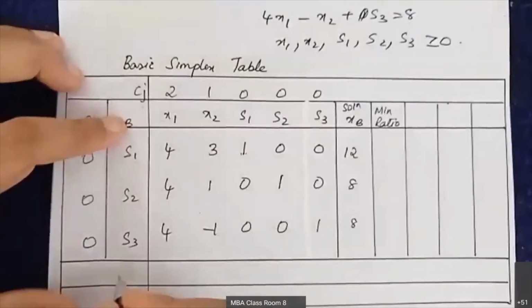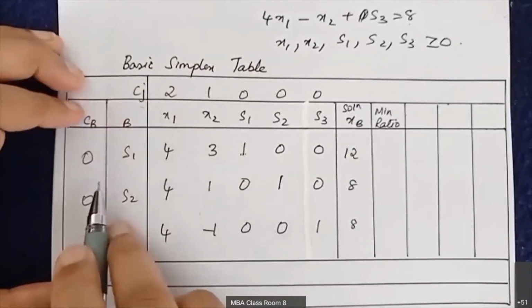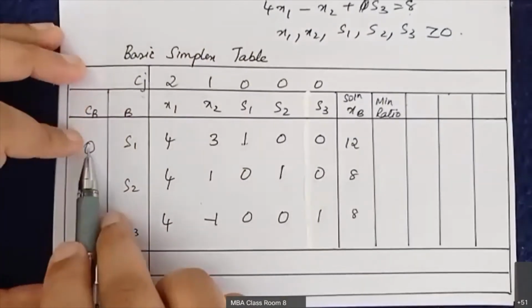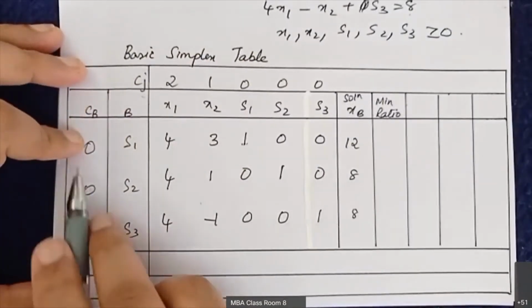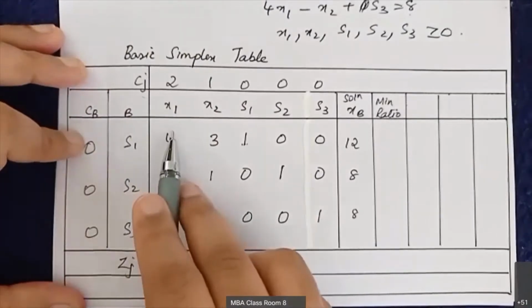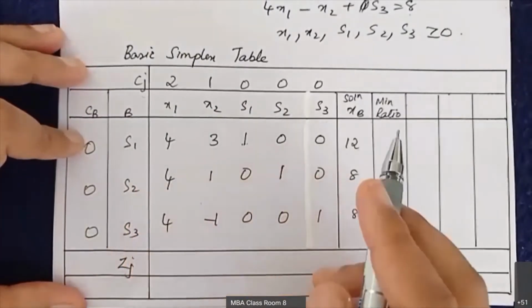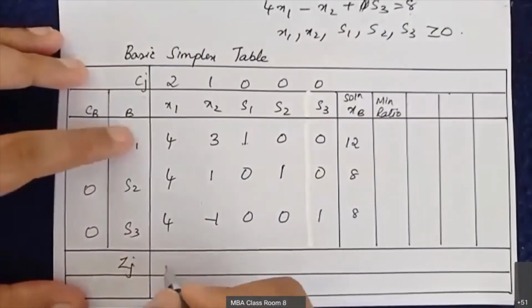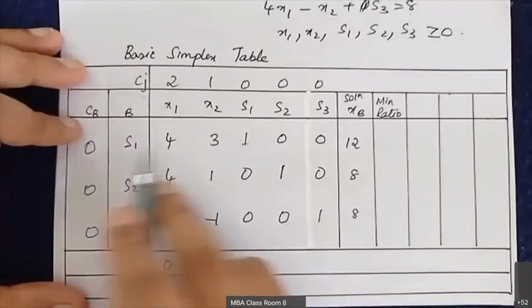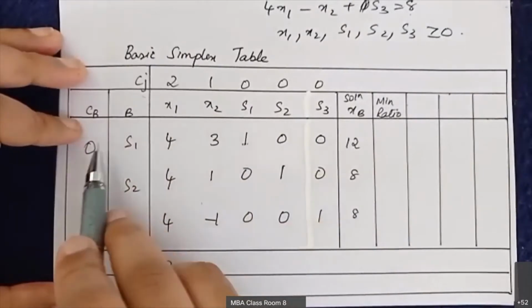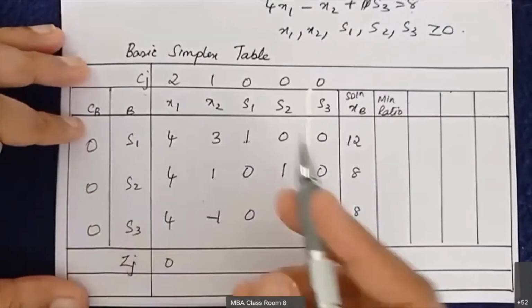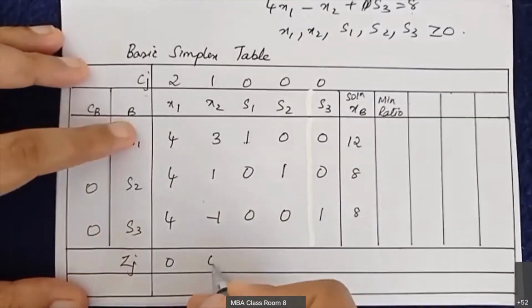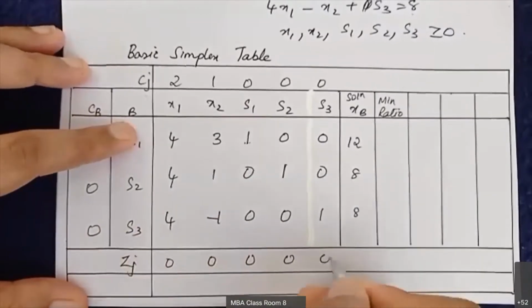Now we go for Zj. How will we decide Zj? We multiply each of the values in the CB column with each of the columns of the simplex table. So here 0 into 4 plus 0 into 4 plus 0 into 4, that is going to be 0. Similarly, each of the values is going to be 0 because our CB column is completely 0. So when we multiply, everything is going to be 0.